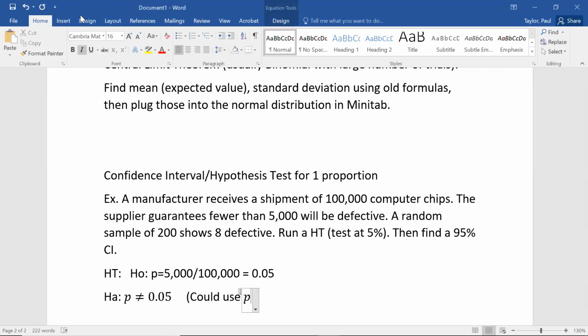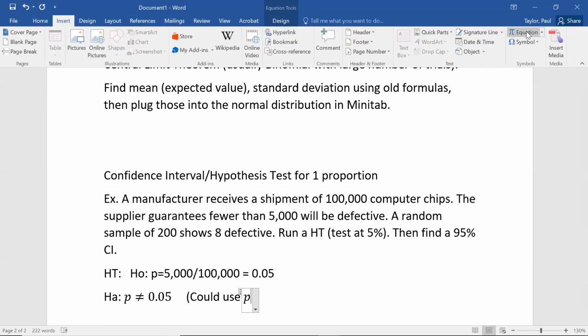p less than 0.05, because we want to know if we have less than 5,000 defective. That would be good. Or you could probably make an argument for using p greater than 0.05, and then you say, well, if it's greater than, then the shipment is bad and we should demand a refund.